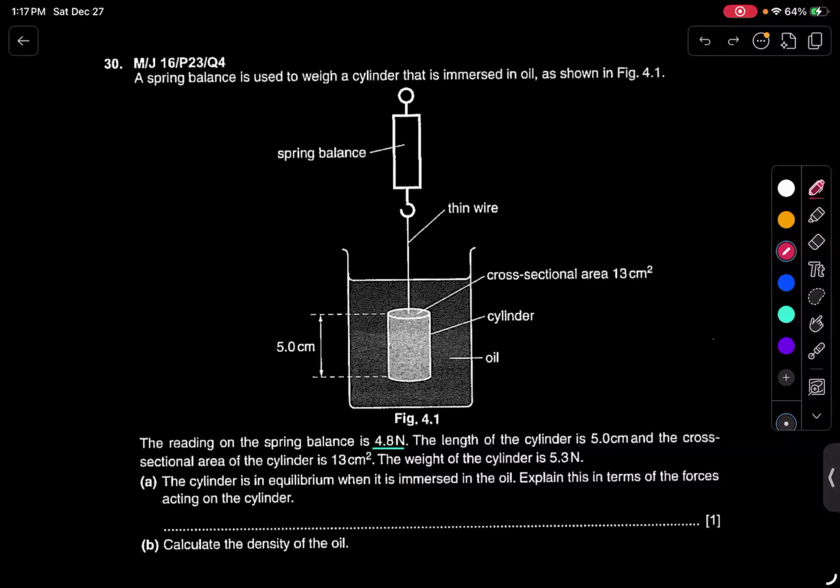What three forces are acting over here? One of the forces is the weight. Yes, absolutely, the weight of the cylinder. There would also be the upthrust. Yes, it's a fluid, so there would also be upthrust. Okay. But there is another one. What is that?